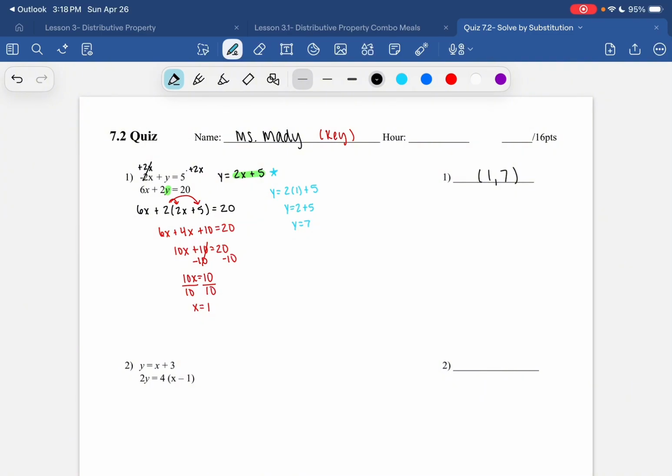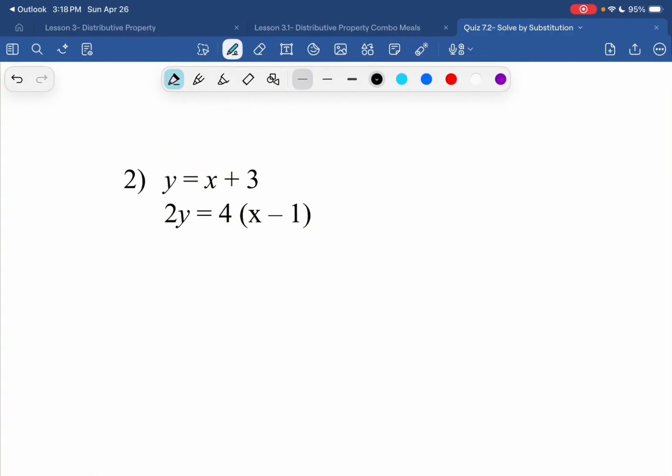Okie dokie, let's do the next one. Okay, I do have an equation that says x or y equals, right? This one right here says y equals x plus 2. In order to plug that in, though, you will have to get rid of these parentheses in the second equation first. So we're going to distribute first.